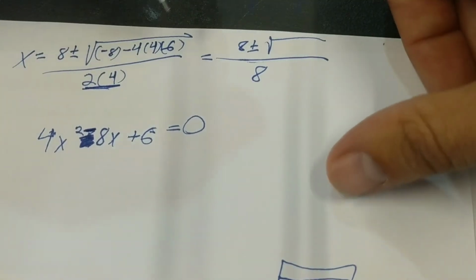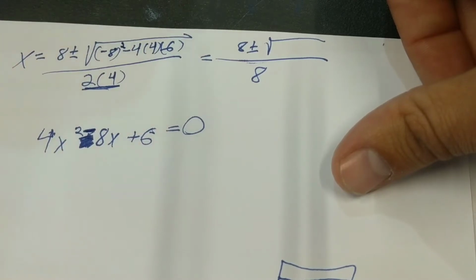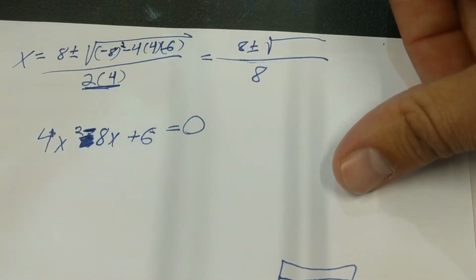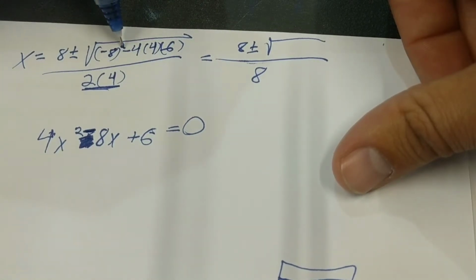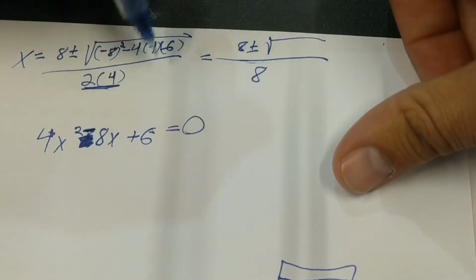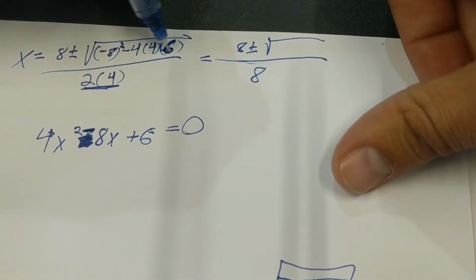And then let's clean up the square root here. Negative 8 squared, so 64, and then that's a positive 6 in there, right? Yeah, don't let that look like a negative 6.